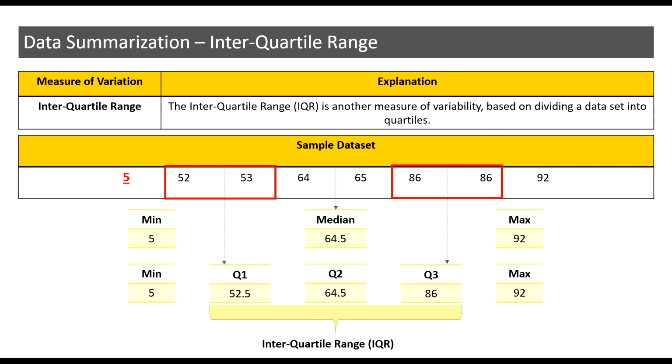So when we summarize this data set now, we do so by saying that the class performance is 64.5%, which is the median value, where the marks scored or the marks obtained by the students could vary between 52.5%, which is quartile 1, to 86%, which is quartile 3.